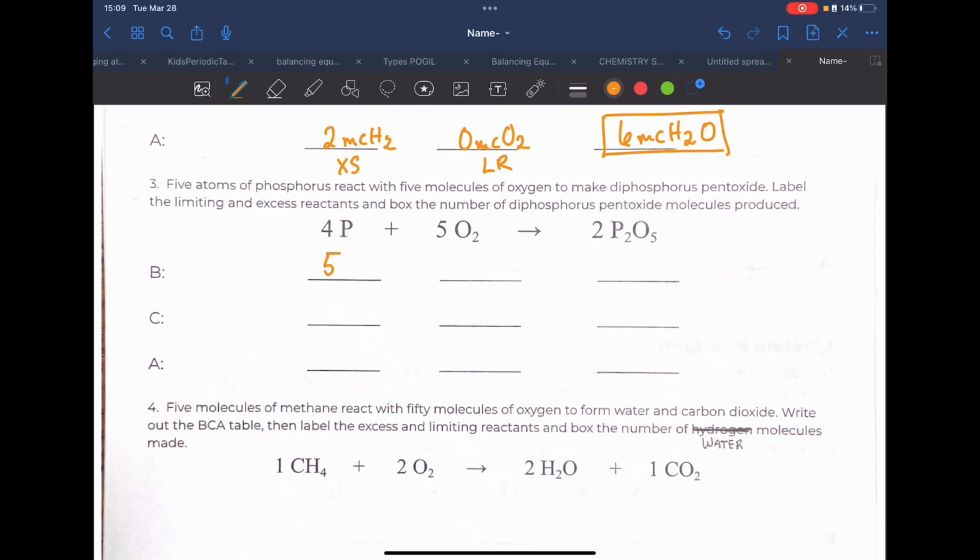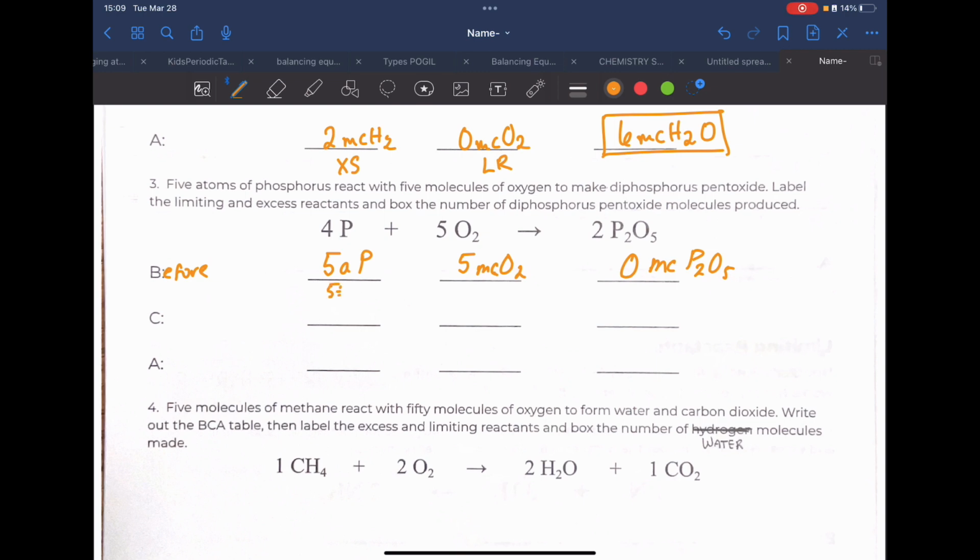All right, so I'm going to start with 5 atoms of phosphorus. I put an A this time instead of MC because I'm dealing with atoms, not molecules. 5 atoms of phosphorus and 5 molecules of oxygen to make diphosphorus pentoxide. But before the reaction occurs, remember this is before the reaction occurs, I haven't made any diphosphorus pentoxide, so 0 molecules of P2O5. Then I do my division.